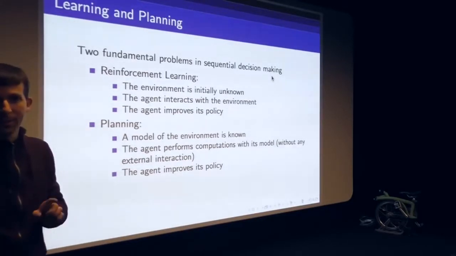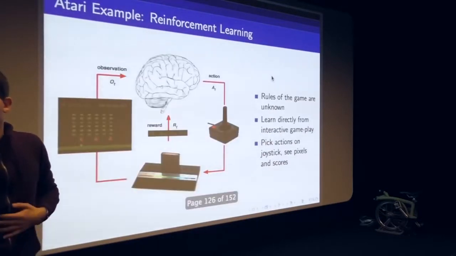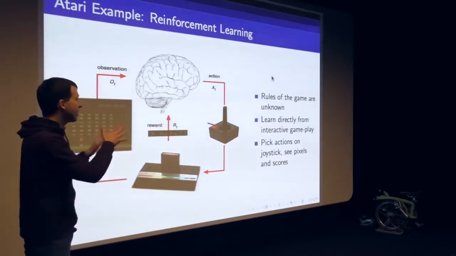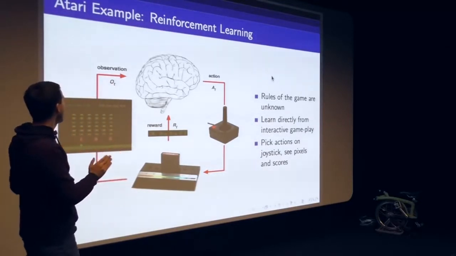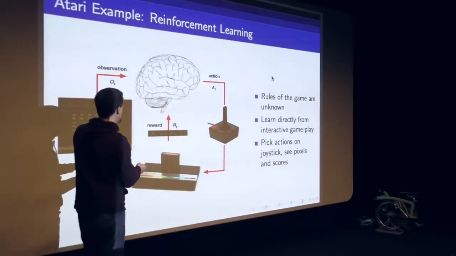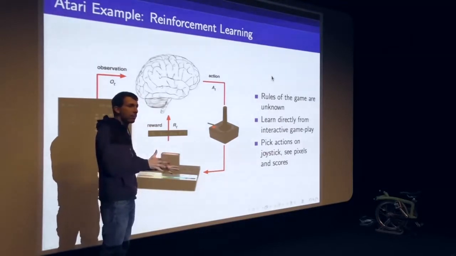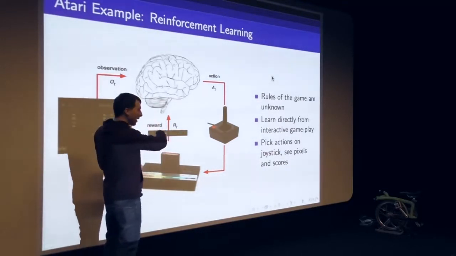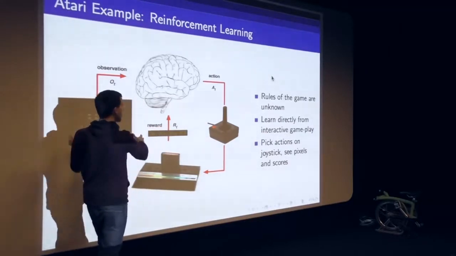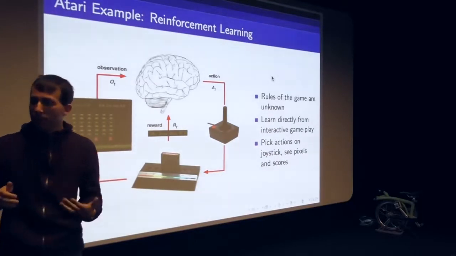So let's try and make this concrete again. Let's talk about the Atari problem again. I already went through this slide earlier, but this was the reinforcement learning problem, right? No one told us how this emulator works. We just put our machine in front of this thing. It's trying to figure it out through trial and error. We don't know the rules of the game. We just see the scores on the screen and get to control the joystick. That's the RL problem. What about the planning problem?